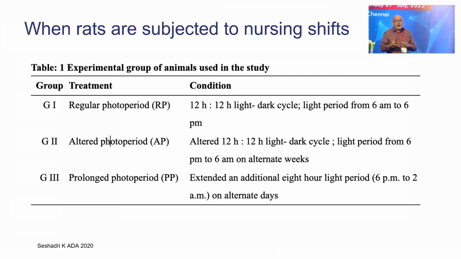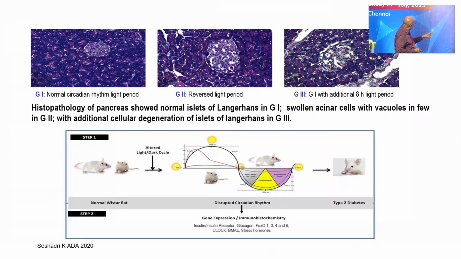We actually put rats through a nurse's shift. Originally I was trying to look at FOXO, I didn't look at BMAL1. We showed this is a normal circadian rhythm. This is just reversal. This is a nurse's shift. See what happens. When it is reversed itself, it behaves like obesity.